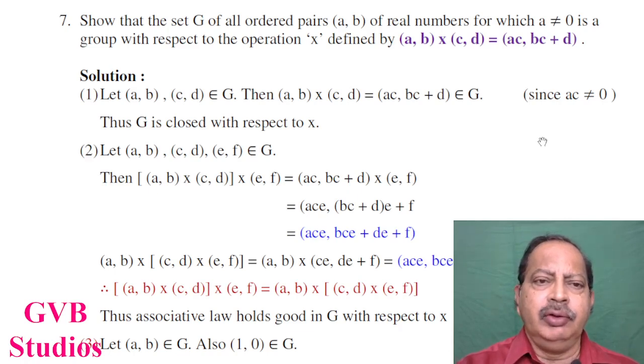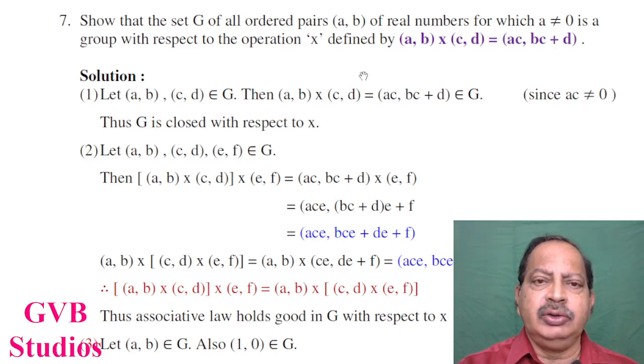Now here, one more example, somewhat important and somewhat critical also. Some difficulty is there. Show that the set G of all ordered pairs (a, b) of real numbers for which a is not equal to 0 is a group with respect to the operation cross defined by (a, b) cross (c, d) is equal to (ac, bc plus d).